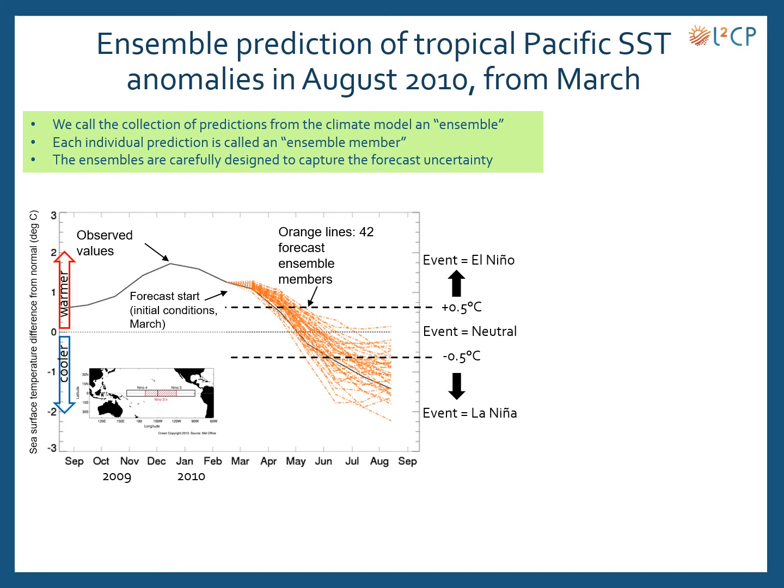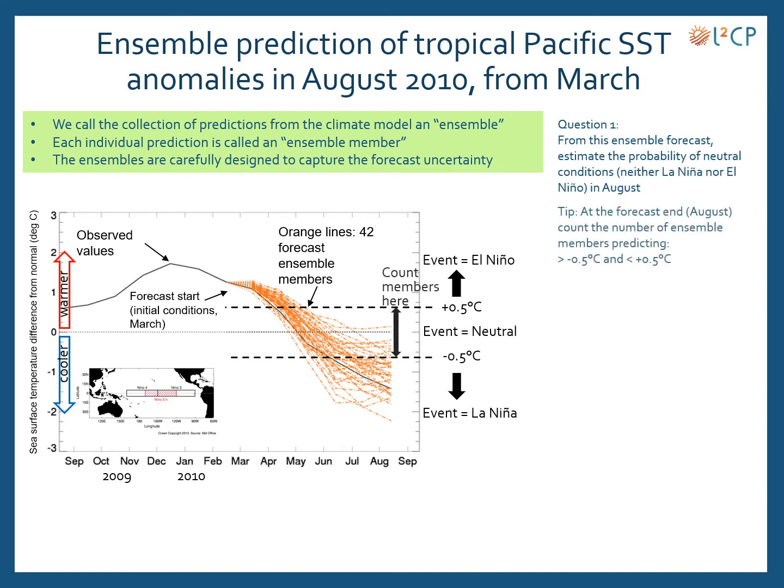So let's now proceed with a series of questions. From this ensemble forecast, estimate the forecast probability of neutral conditions. That is, neither a La Nina event nor an El Nino event by August. The tip here is to count the number of ensemble members that at the end of the forecast are in the neutral range. That is, they predict the SST anomaly will be greater than -0.5 Celsius and less than plus 0.5 Celsius. And I'll give you about 20 seconds.